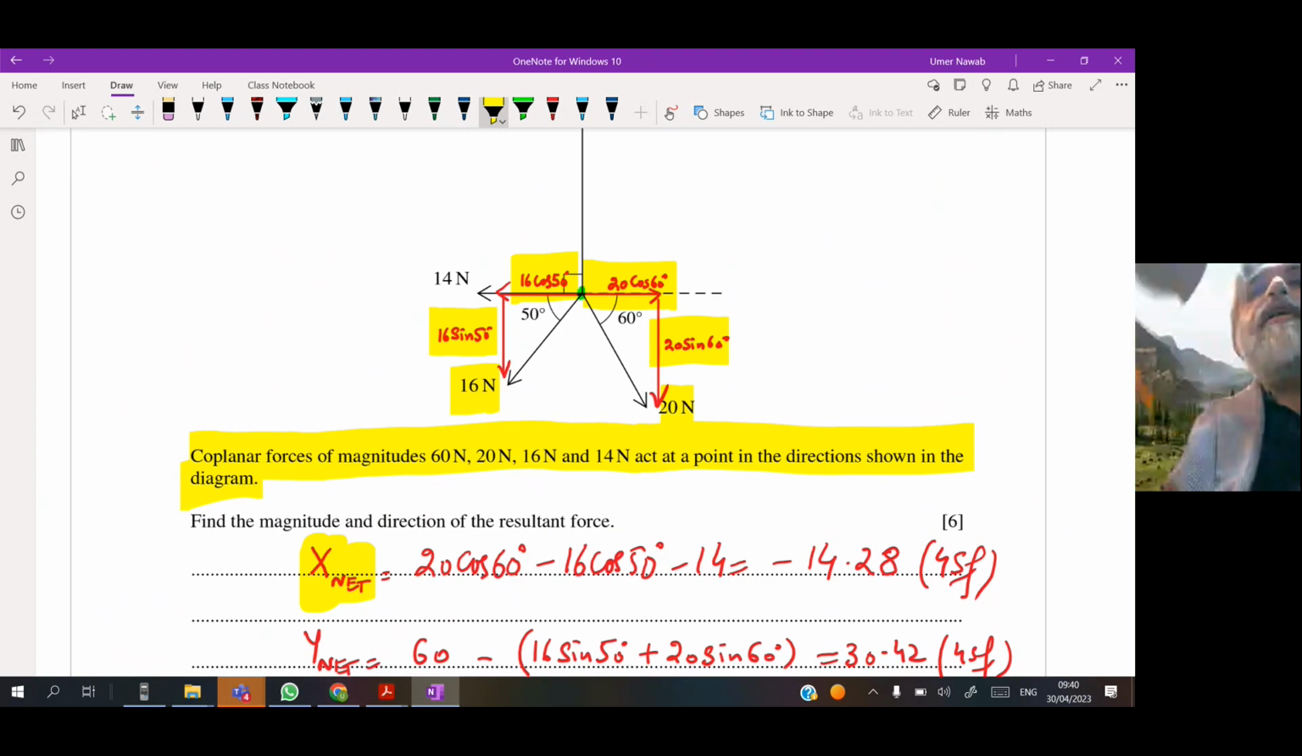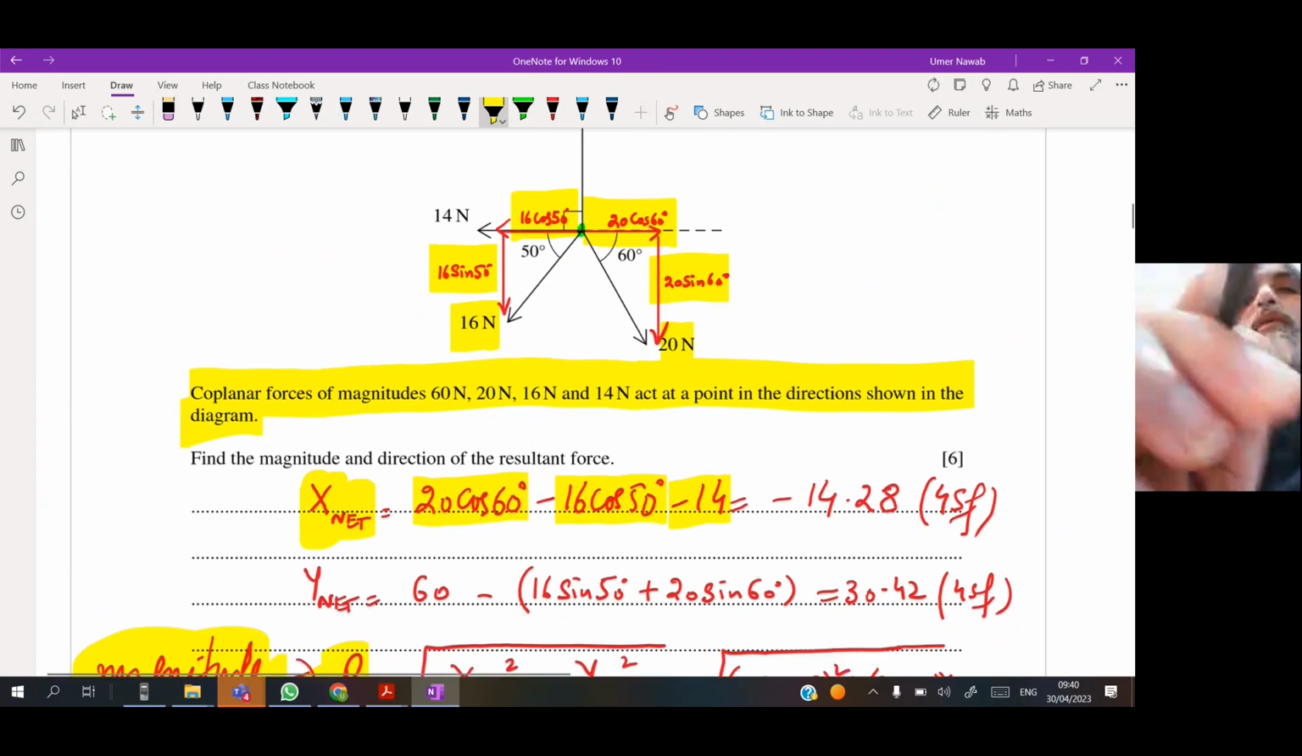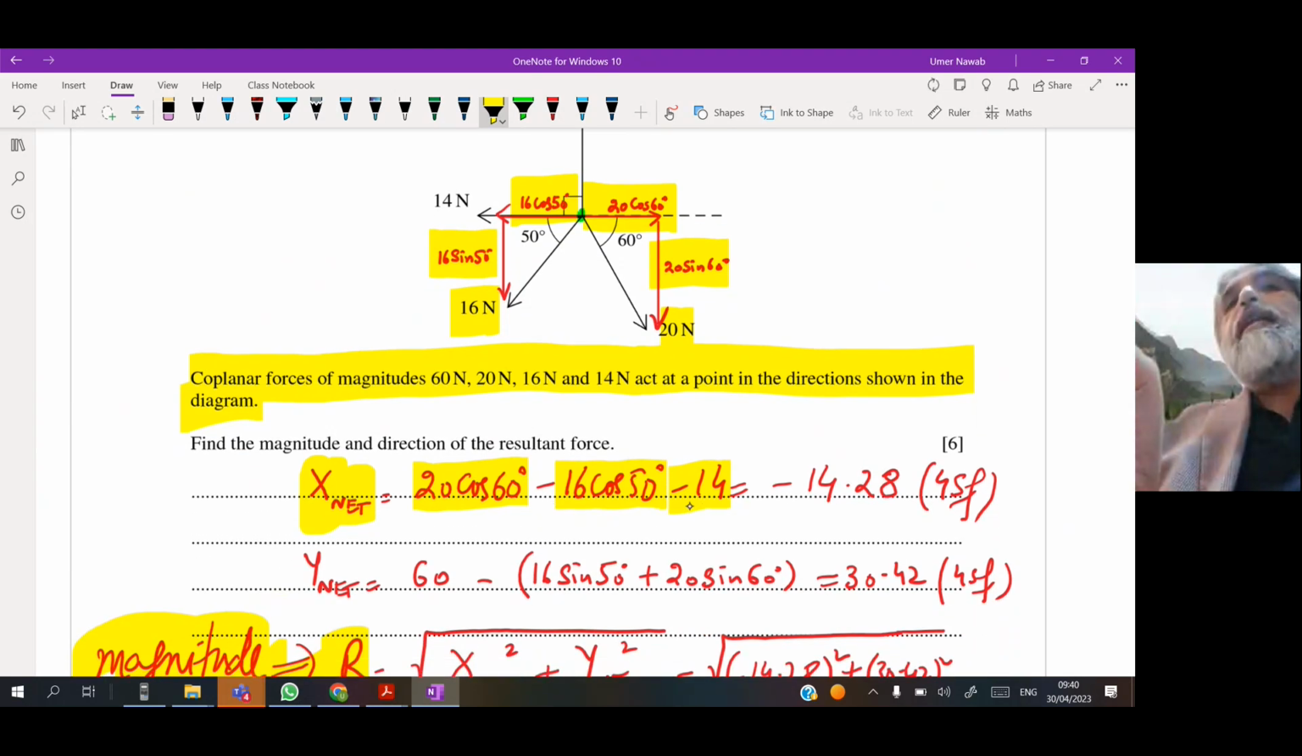Now I'm going to take x net, all the right hand forces minus the left hand forces. So you can see my right hand force is 20 cosine 60, and my left hand forces are 2 forces: 16 cosine 50, which was the component of the 16 Newton along the x-axis, and also a fixed force of 14 Newton acting in the negative x-axis. So I wrote 2 minuses with them because both of them are acting on the left hand side. Some students just write brackets. If you use brackets, you can write 16 cosine 50 plus 14.